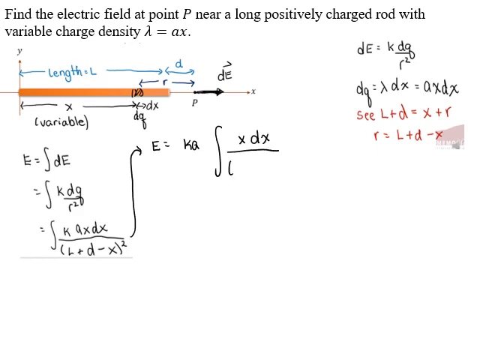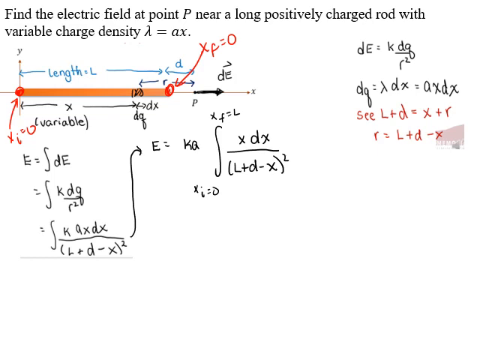x dx divided by (L plus d minus x) all squared. We need to put limits on our integral from some initial x to some final x. We integrate over the length of the rod. So let's start at the beginning where x initial equals 0, and let's stop at the end where x final equals L. So xi equals 0, xf equals L.